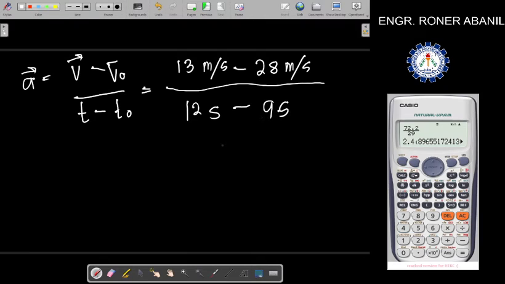Okay? So, what comes out here will be meters per second squared. So, using your calculator na lang, no? It will be 13 minus 28 over 12 minus 9. The result now is negative 5.